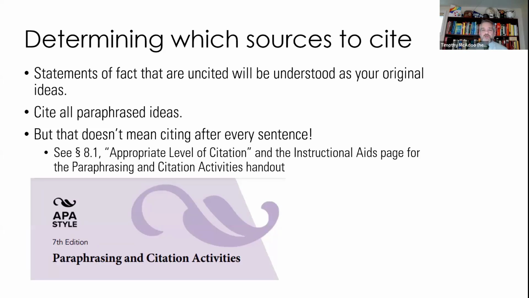As noted on this slide, you can see those guidelines about the appropriate level of citation in Chapter 8 of the publication manual. And we also have examples on our website. Just search for the word paraphrasing. We can put that link in the chat as well. And we have a paraphrasing and citation activities handout that you can provide to students that really lets them work through exercises about how to paraphrase work and how to cite it.